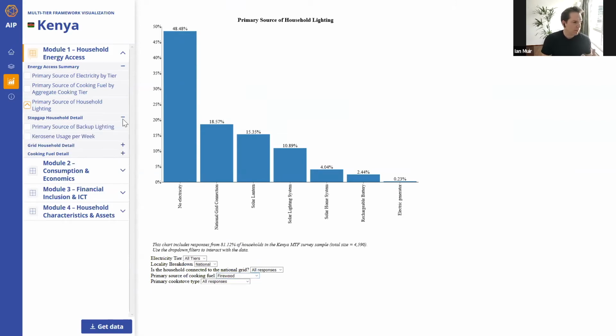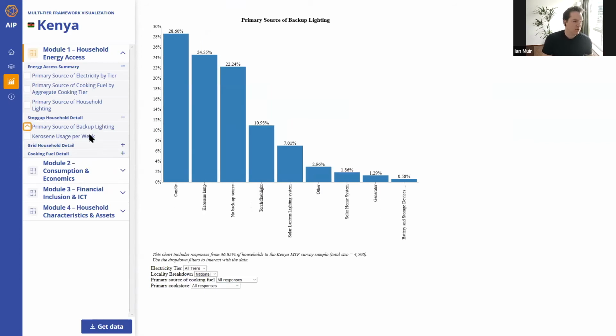We do a lot on stopgap households. Some of it is here and some of it is in further breakdowns. So primary sources of backup lighting. This is a really interesting one that people don't necessarily pay much attention to. The reality being that a lot of people, when they get connected to the grid, because of unreliability of the grid, still end up using lots of other sources of stopgap solutions.